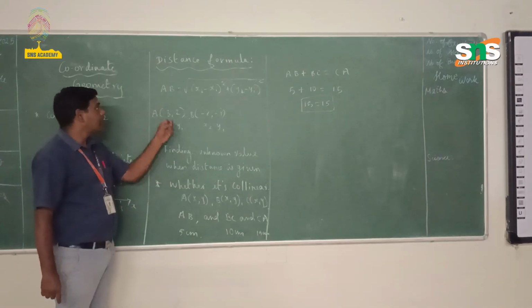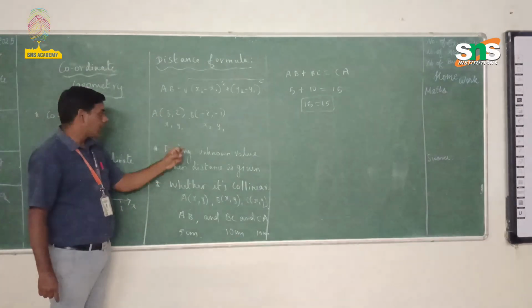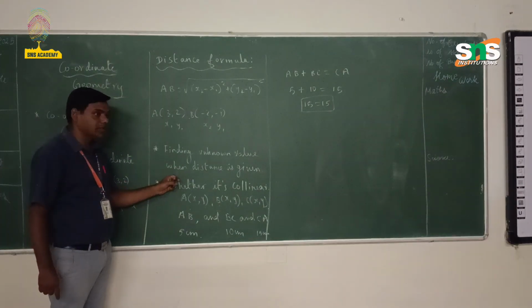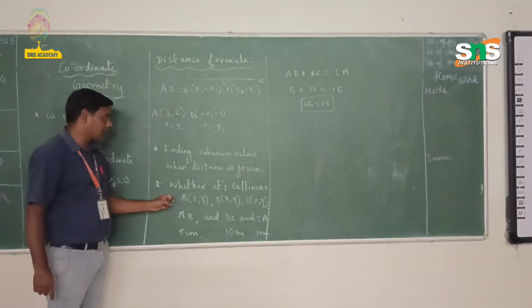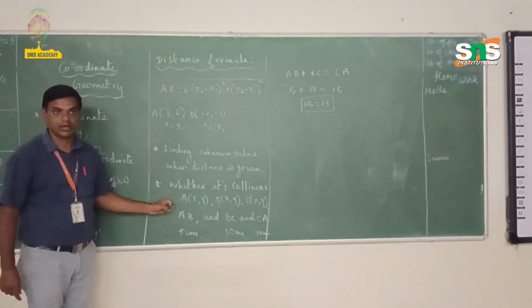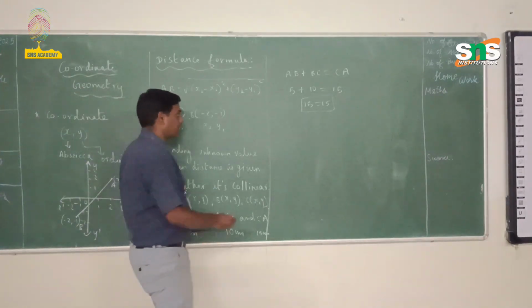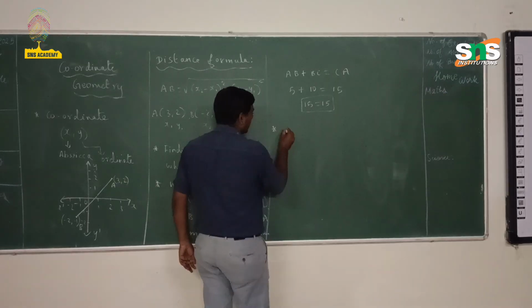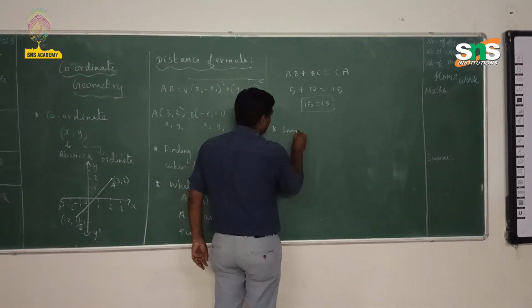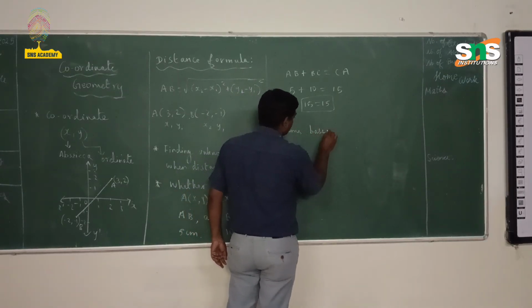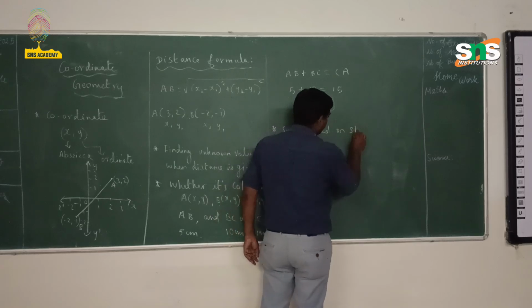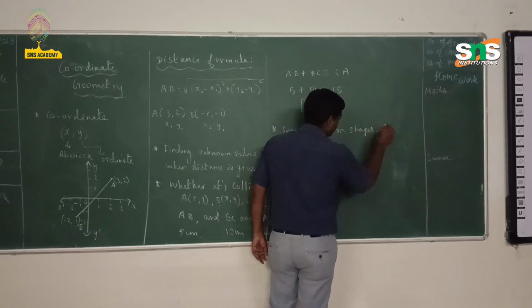So what are the types? Finding distance is one type, and then finding an unknown value when the distance is given. The next one is whether it is collinear or not. Understand? And the next one is sums based on shapes.